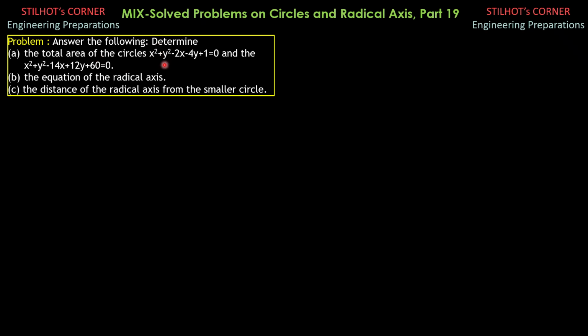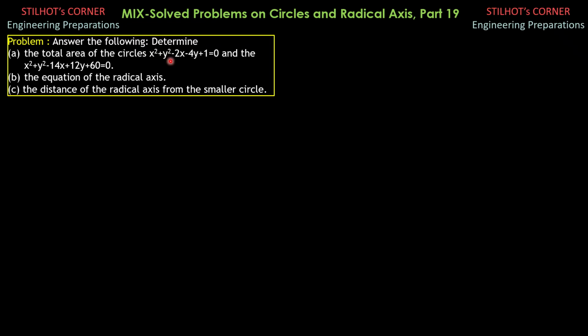So first, let's determine the center. Actually, there's a shortcut to this, but I always transform in standard form by completing squares. For the radical axis, we have to eliminate the x squared and y squared terms, the second degree terms. And for the distance of the radical axis, I'll present this in two ways. There are two formulas for this.